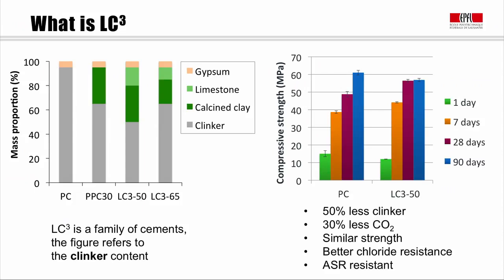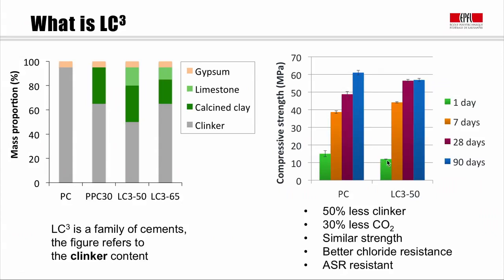practice. However, what's very special about the LC3 family is that now, instead of adding just calcined clay on its own, we add calcined clay together with limestone. And what we find is that we can add an extra 15% of limestone, we can remove 15% more of the clinker, and we can get the same performance as in the pozzolanic case here. So on the right, we see some strength results for LC3-50.